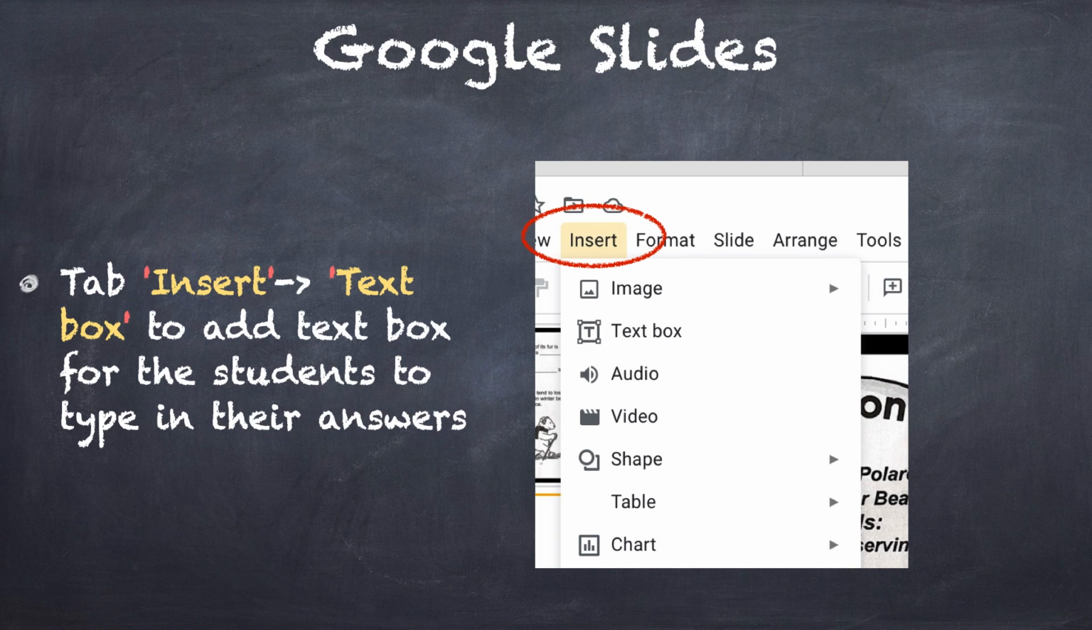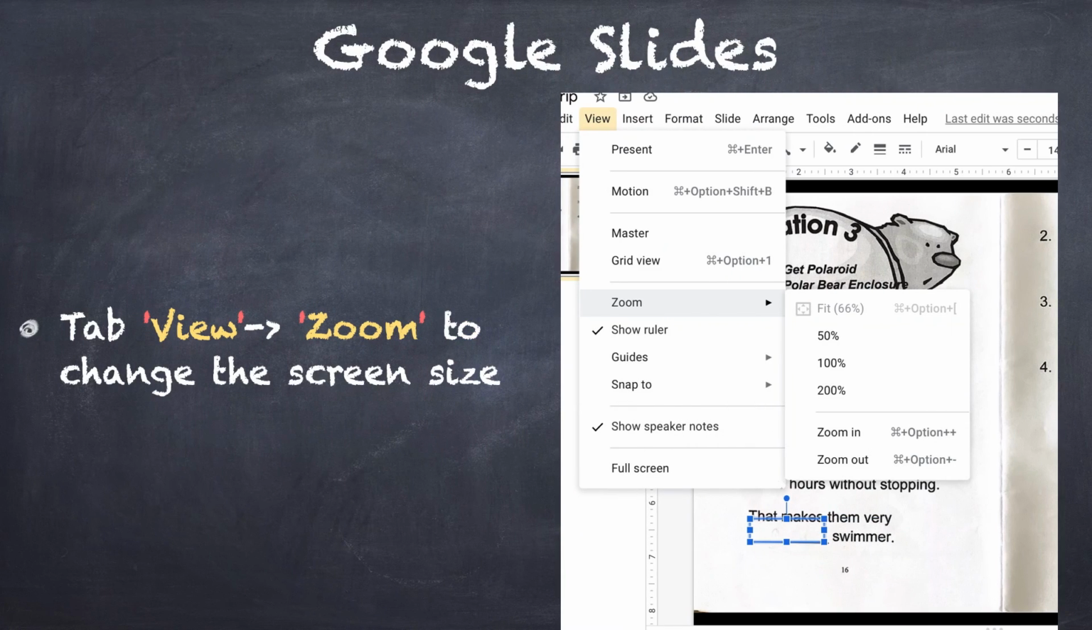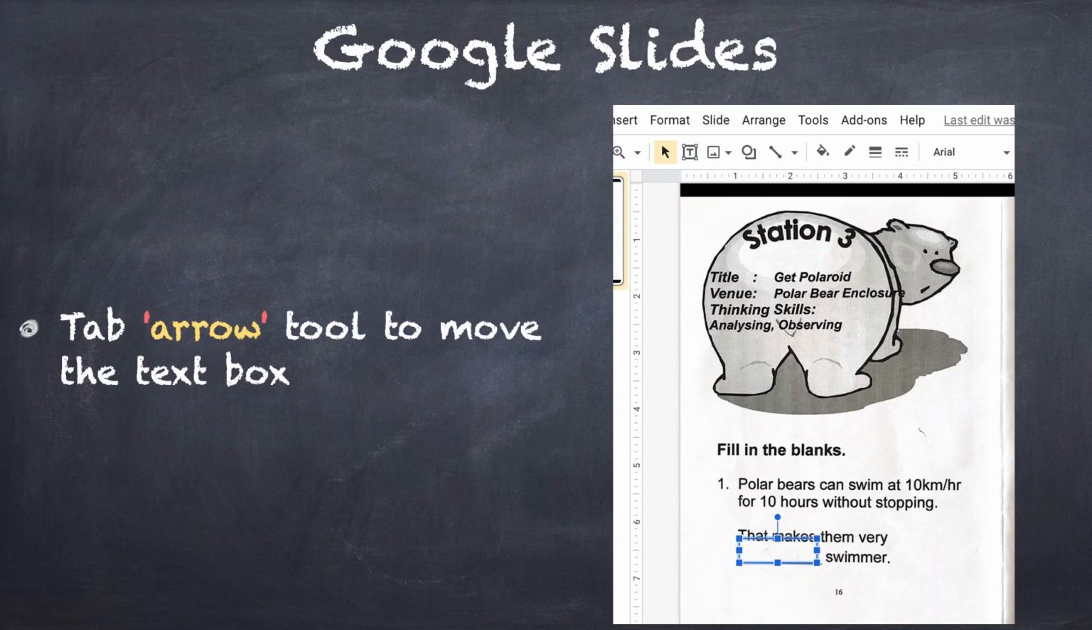Tap on Insert. And then tap on Text Box to add a text box for the students to type in their answers. At any point of time, you may tap on View. And then tap on Zoom to change the screen size, you may zoom in or zoom out. For the text box that you added, you may tap on the arrow tool to move it.